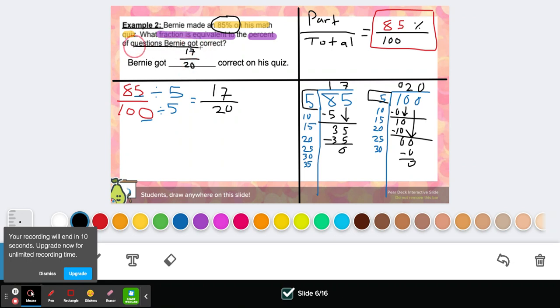So make sure you write this down and go on to the next example. You're going to do examples 3 and 4 by yourselves.